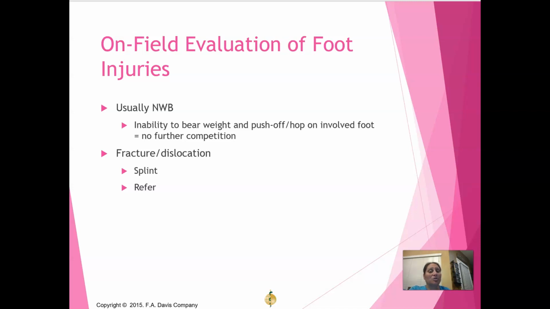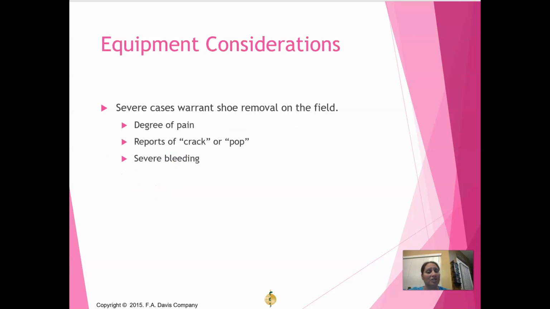On-field evaluation of the foot, usually they might be non-weight bearing. Some of the knuckleheads will, I don't want you coming out on the field after me, and they're hopping on one leg out to the sidelines. I fear that with them doing that, they might injure the good side. So we do try and have them stop and do a 2-person assist or 2-person carry. But not everybody, some athletes can be hard-headed. I'm one of them. Also, if there is a fracture or dislocation, we're going to splint them and refer them.